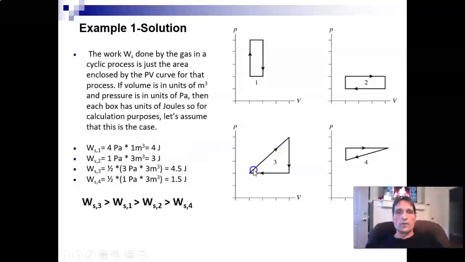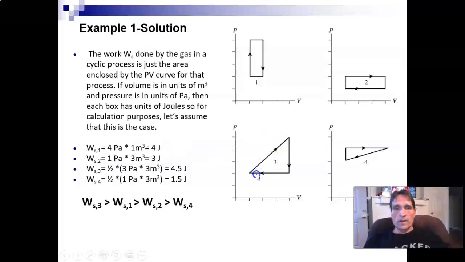Now we go to process 3, and this is a triangle, right? And so to calculate the area enclosed, it's 1/2 of the base times the height. And the base is 3 meters cubed, and the height is 3 pascals, and so the area is 4.5 joules. And you can do the same for process 4, and we get 1.5 joules.